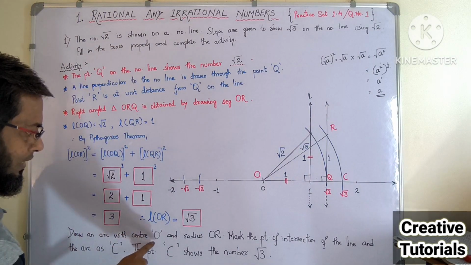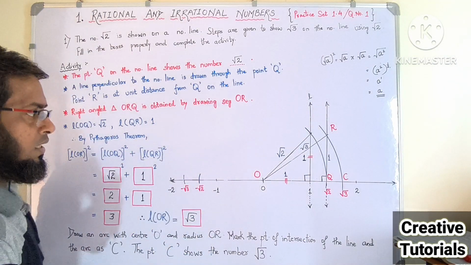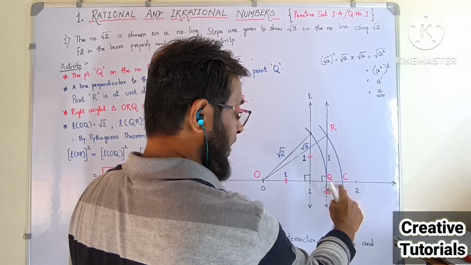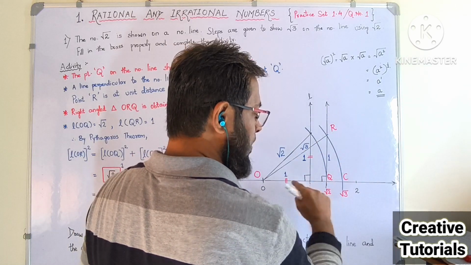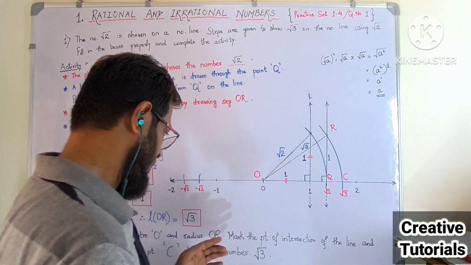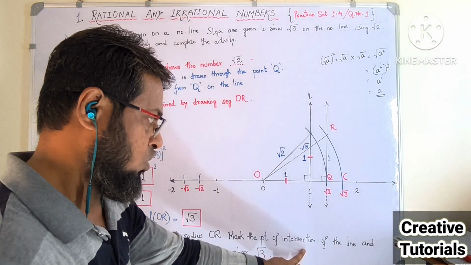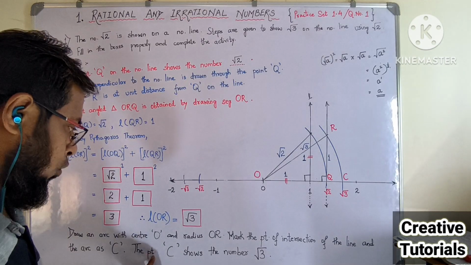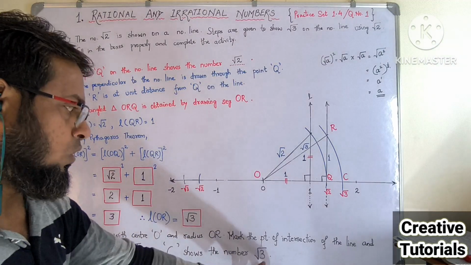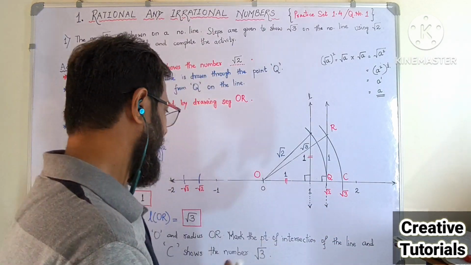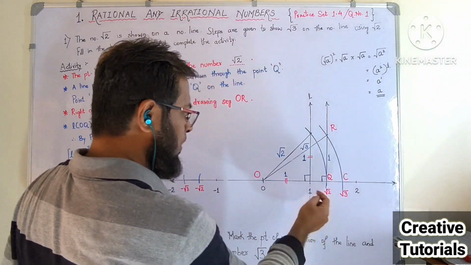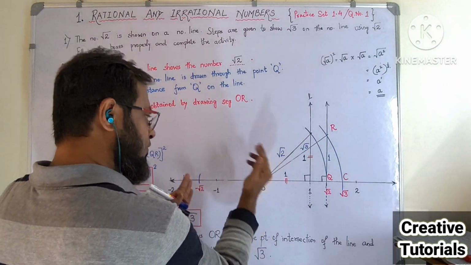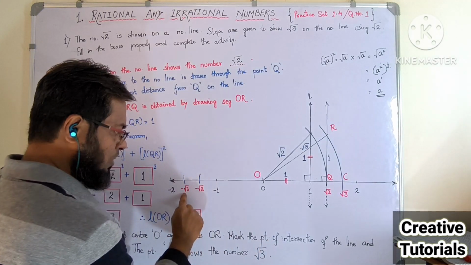Now draw an arc with center O and radius OR. Now with center O and radius OR, I have drawn one arc like that. Wherever this arc intersects our number line, that point is our root 3. Mark the point of intersection of the line and the arc as point C. The point C shows the number root 3. And I have done one extra part for you: if I go exactly this much distance towards the left side of 0, I will get minus root 3.